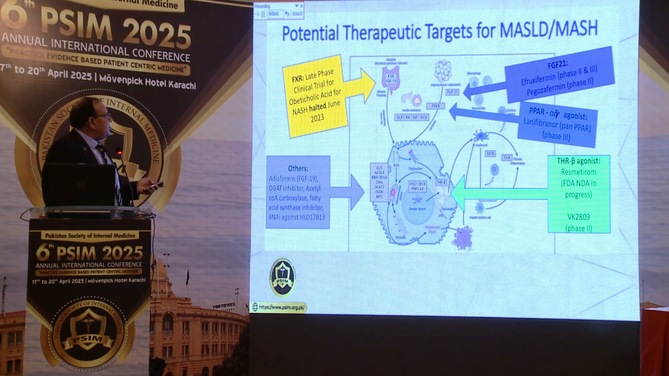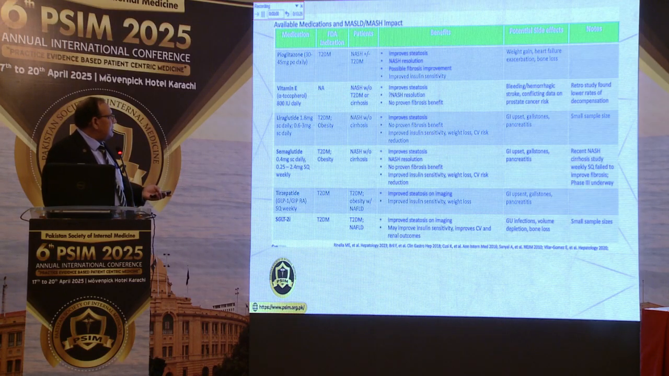These are the drugs in the pipeline: FGF21, and then PPAR alpha gamma agonist, lanifibranor. Maybe anytime, this is in phase 3 trial. These can act on different mechanisms, so we'll not go into the detail.